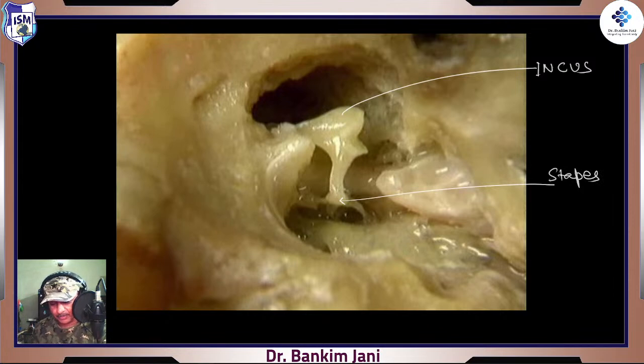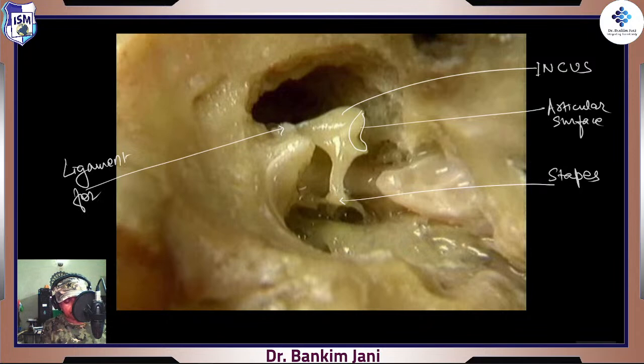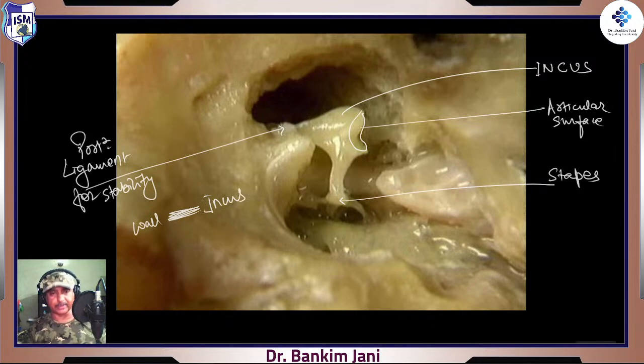And one more thing, keep in mind this area, this surface area, that is the articular surface, and it is this surface which will be connected to the malleus. And then posteriorly, for the stability of this incus, there is one ligament, the posterior ligament of incus. It is connected to the wall. So it is wall, ligament, and the incus. That's how it is connected.